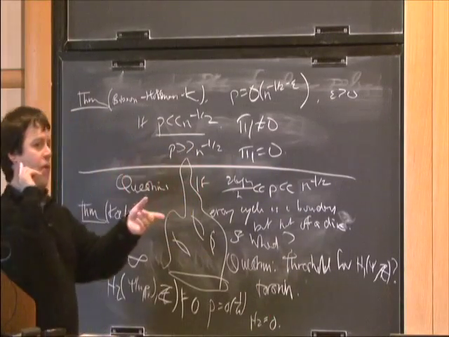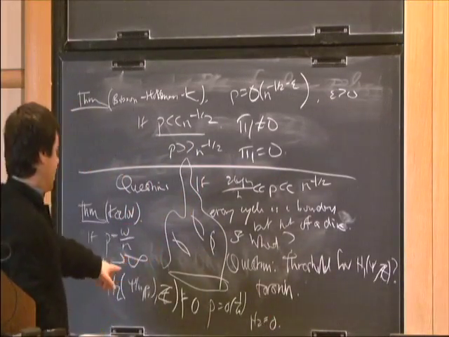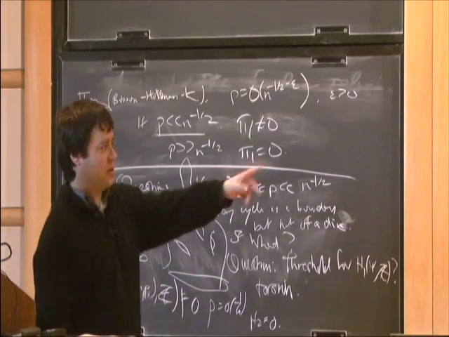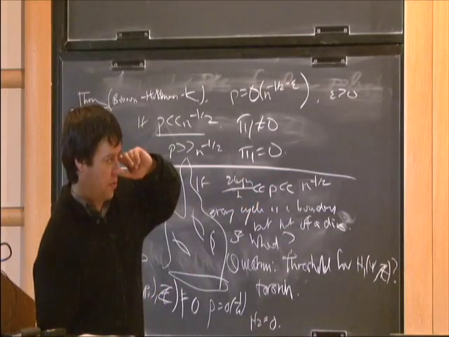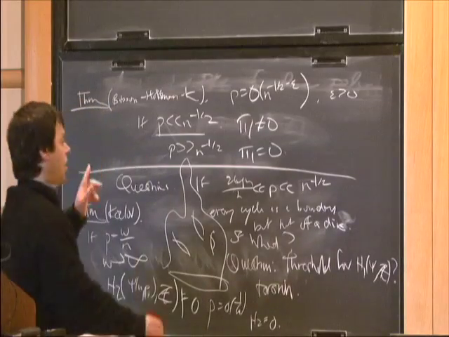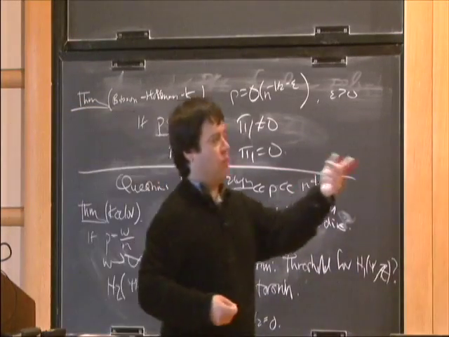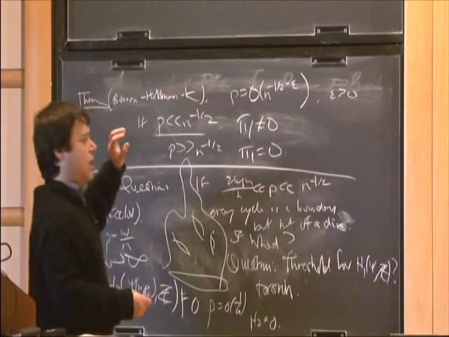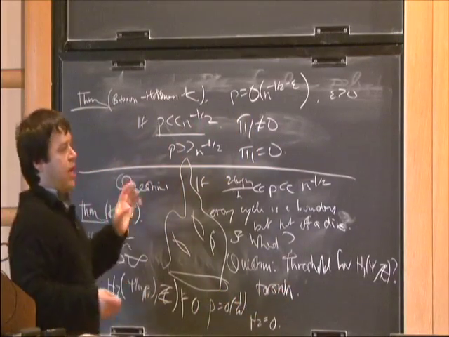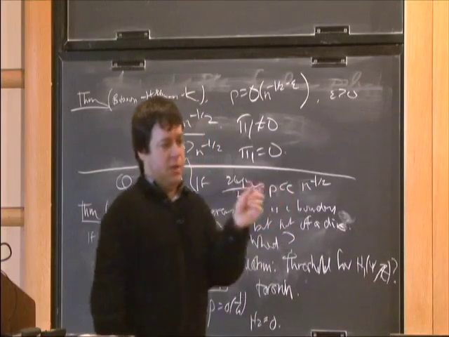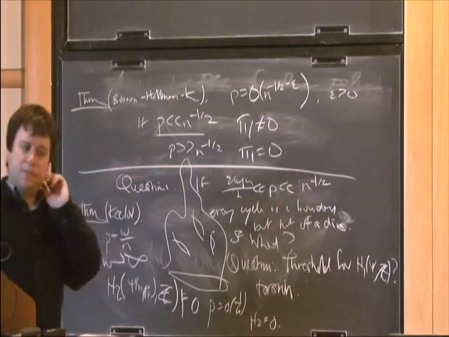So now the threshold is going the other way. But notice that it's not the same place where the Linial-Meshulam threshold happens. If p is like log n over n, or anything really between 1 over n and log n over n, then you get both H1 and H2 non-vanishing. There's a very small interval where that happens.